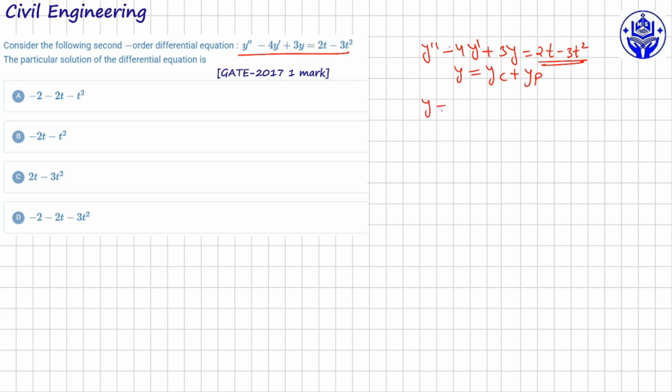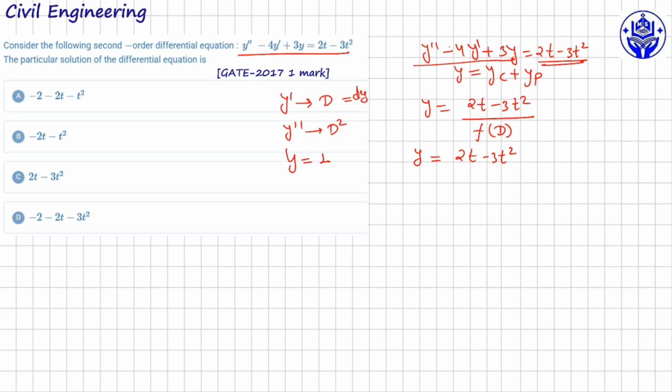It is nothing but y equals 2t minus 3t square upon f of d. This is my f of d. What is f of d? I will replace y dash with d, y double dash with d square, and y with 1. So y equals 2t minus 3t square, and d is d by dx, upon this, which is my d square minus 4d plus 3.